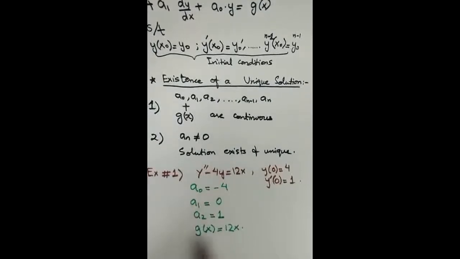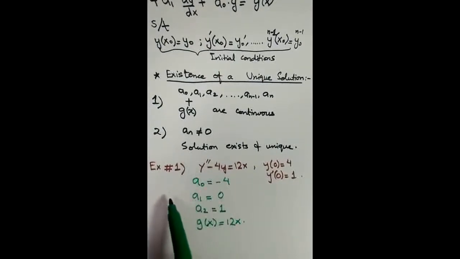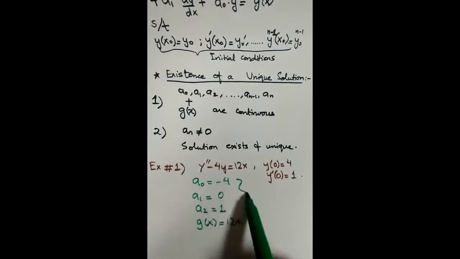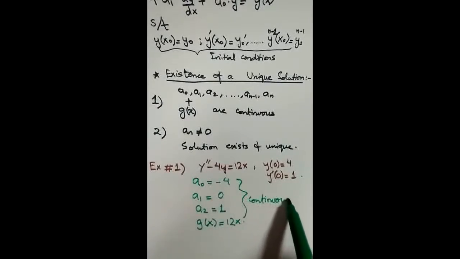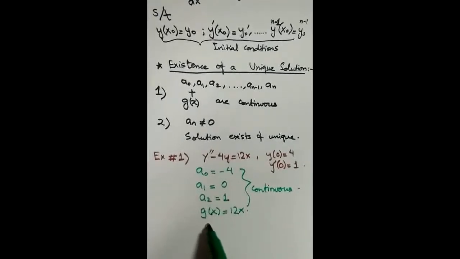g of x here is 12x. So the first condition is that these are all continuous, and the leading coefficient a2 is equal to 1, which is not equal to 0. So the second condition is also met, and the first condition is also met, so that means the solution exists and is unique, right? Okay, second example.